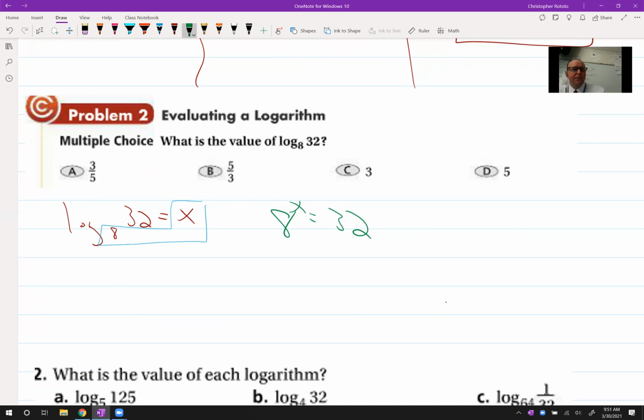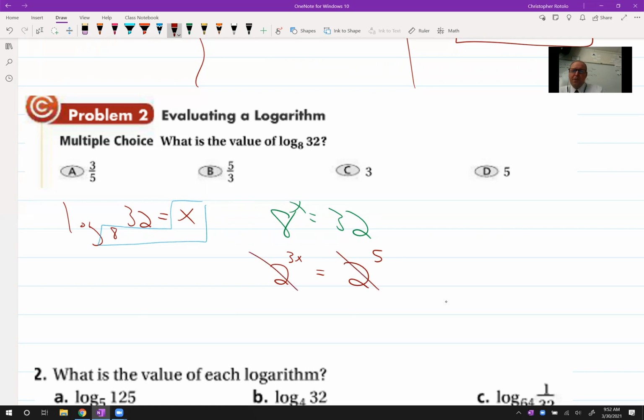So what I have to do is write these both with the same base. So 8, we would agree, is 2 to the third power. So I'm going to write that as 2 to the 3x. All right, so that's 2 times 2 times 2 gives me 8. Times 2 again is 16. Times 2 one more time gives me 32. So I'm able to write both of these, 8 and 32, with the same base number.